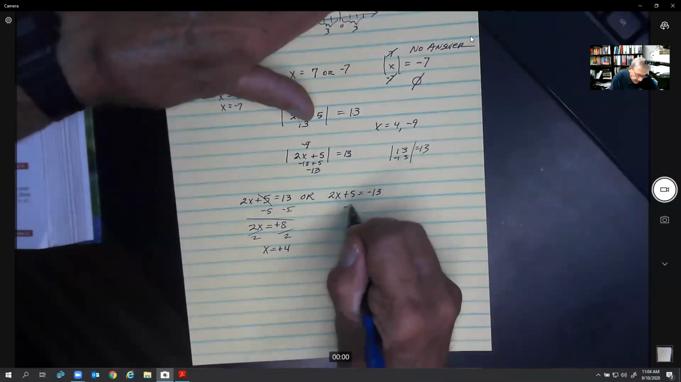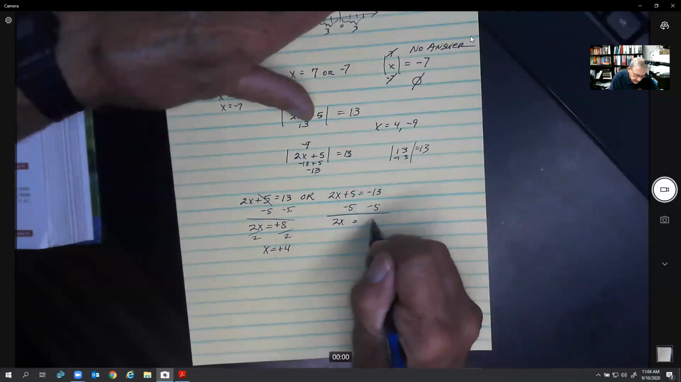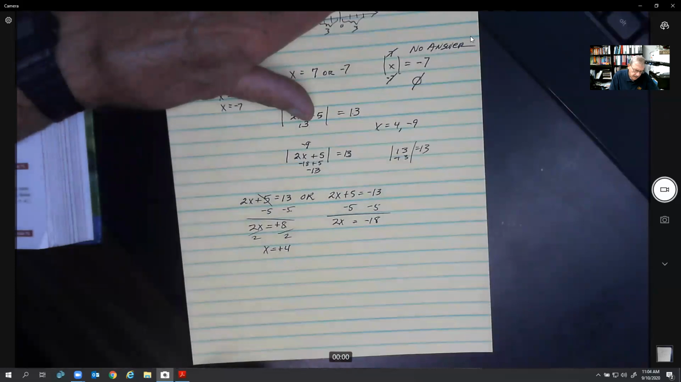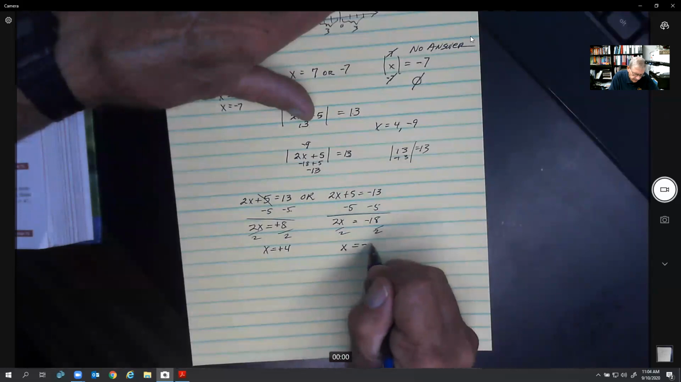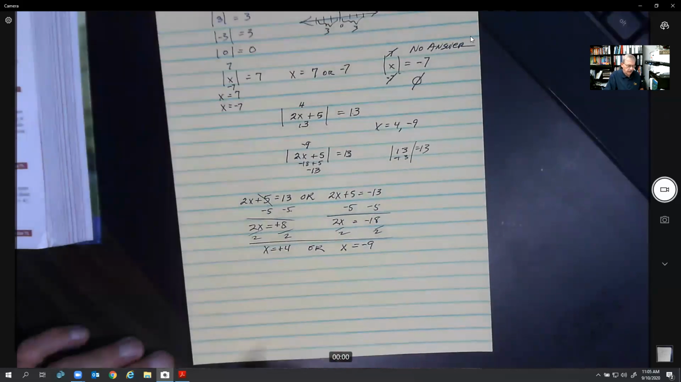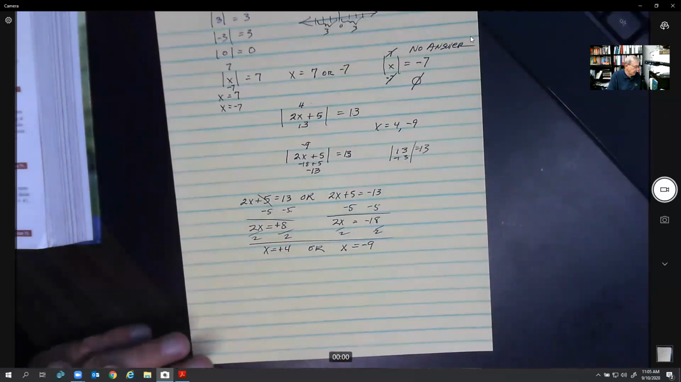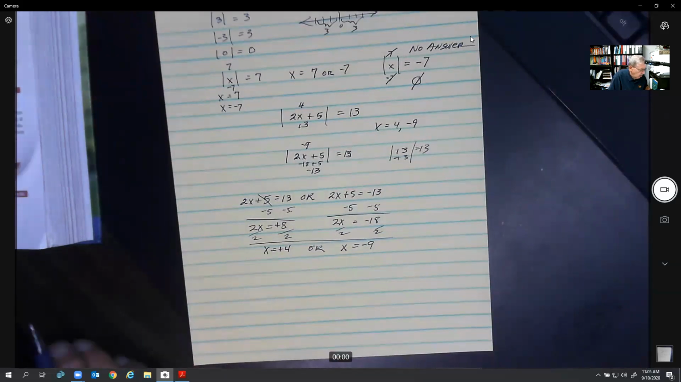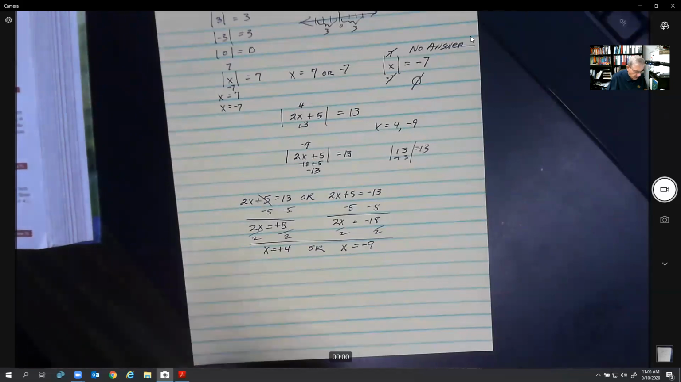Okay, how about a negative 5 here? Now that looks a little bit better. 2x equals negative 18. And then we divide by 2. x equals negative 9. So here we have our two answers, and we just put the word or between them. So x is 4 or x is negative 9. And there's our two answers to this problem. Easy enough, huh? Okay, so you get the idea behind it. It's not really too hard. Let's try one a little tougher.